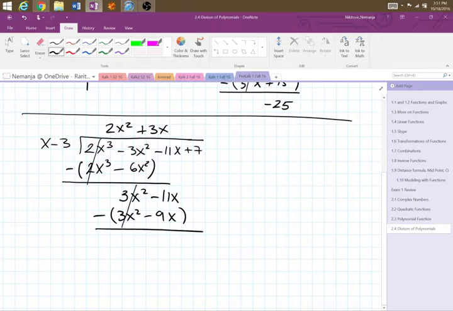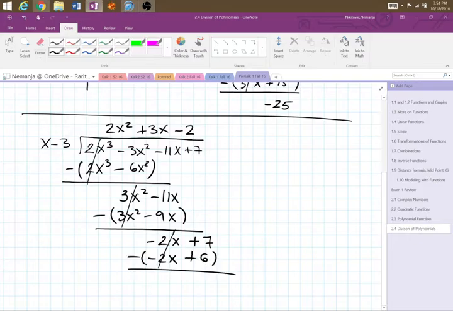These cancel, and I have negative 11x. Minus and minus gives you plus 9x, which is negative 2x, and I bring down 7. X goes into negative 2x negative 2 times. Negative 2 times x is negative 2x, and then positive 6. Put in parentheses and subtract. These will cancel, and then 7 minus 6 is 1, which is what you write as plus 1 over x minus 3. Yes. And that will be the end of the problem.